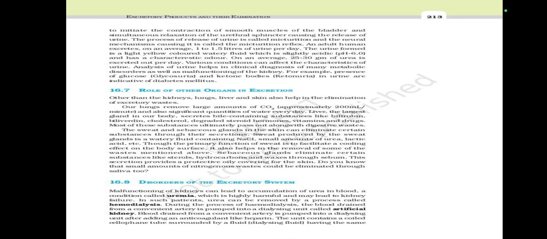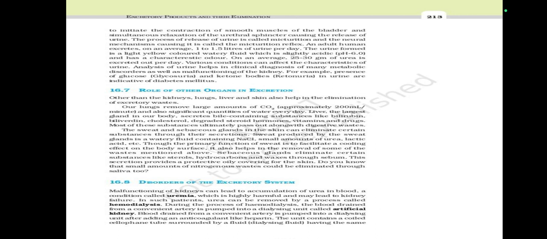Sweat produced by the sweat glands is a watery fluid containing NaCl, small amounts of urea, lactic acid, etc. Though the primary function of sweat is to facilitate a cooling effect on the body surface, it also helps in the removal of some of the waste mentioned above.